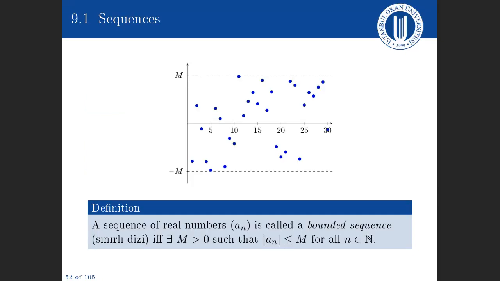One more topic before we take a break. I want to talk about bounded sequences. A sequence is called a bounded sequence if the sequence is always between M and minus M. Precisely, if there exists some number capital M such that the absolute value of an is always less than capital M.